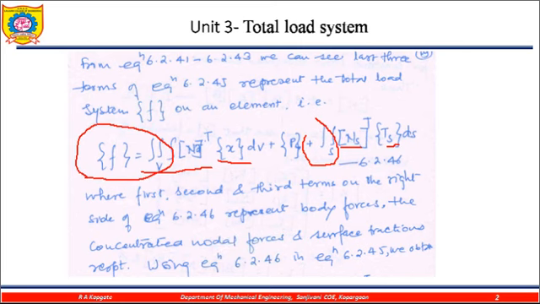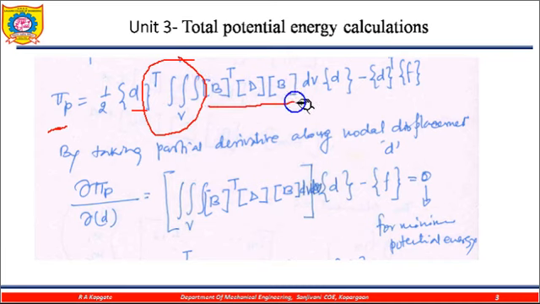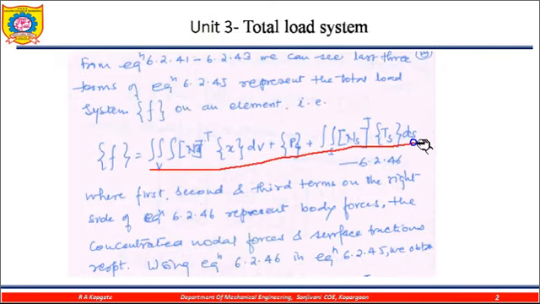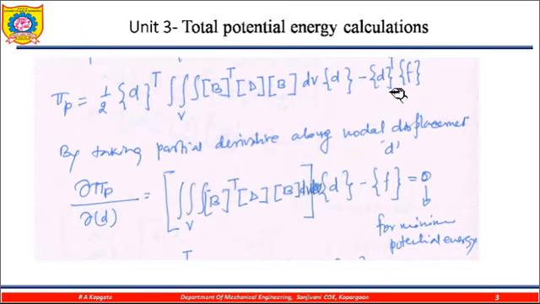So put this F value into pi p. So pi p is equal to 1/2 d transpose multiplied by the triple integration of the strain energy. This is the derivation of the strain energy: B transpose into the D matrix into the B matrix dV into d matrix, minus d transpose multiplied by F. Now F is equal to this value. So instead of putting in all these values and making the calculations very complex, I am just writing here the F.